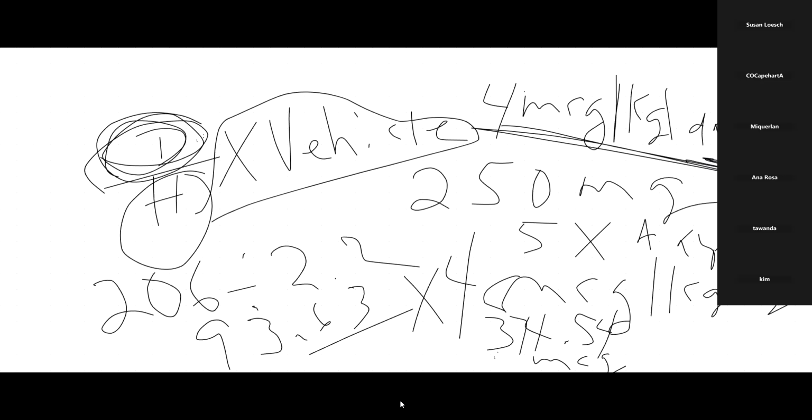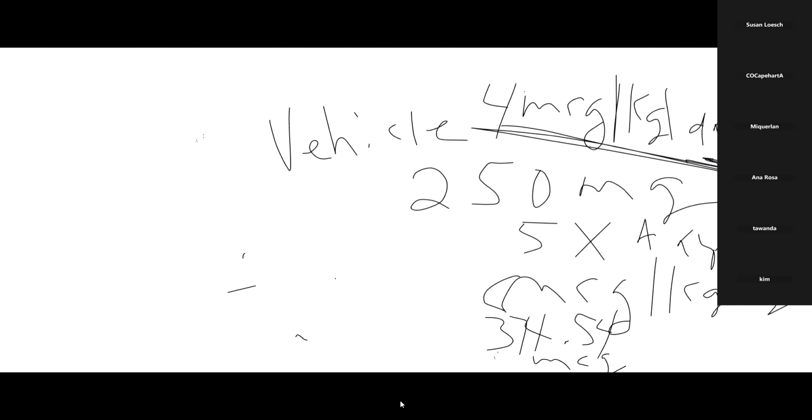Where's my eraser? Sue, I'm losing you. All I got was 8 micrograms and the 3 times a day. I didn't get anything else in between. And he weighs 206 pounds. 206 pounds. Okay? So first thing you're going to do is take your 206 and divide it by 2.2 to get kilograms. Okay?